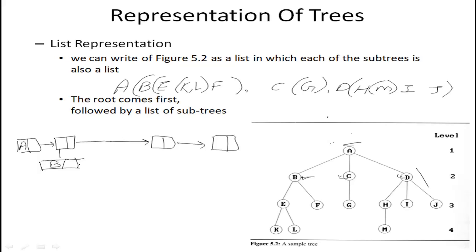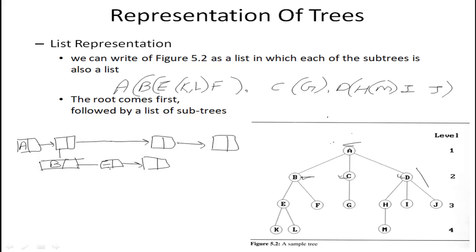Now B has how many children? It has two children, E and F. Sorry, I will just draw a box over here. So it has two children, and I will just draw two nodes over here. Okay, so I have two blocks here.